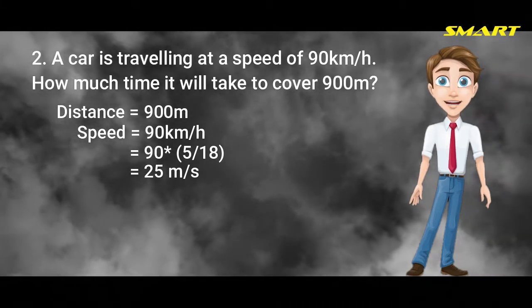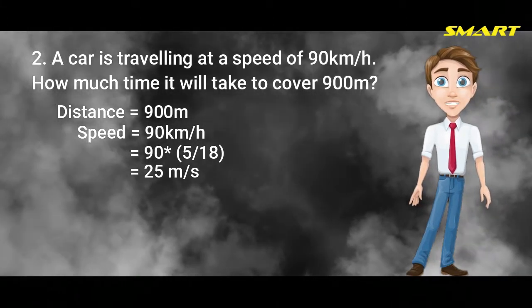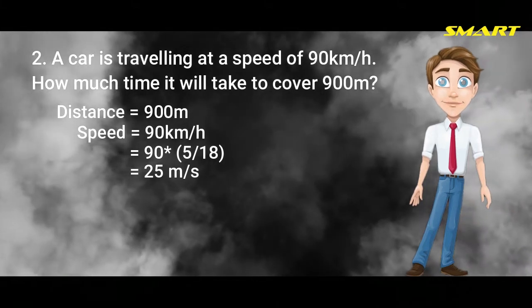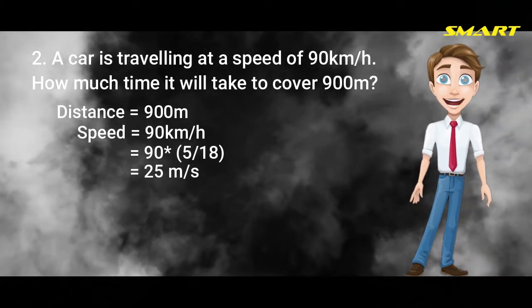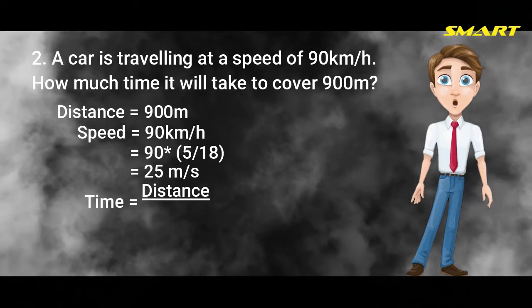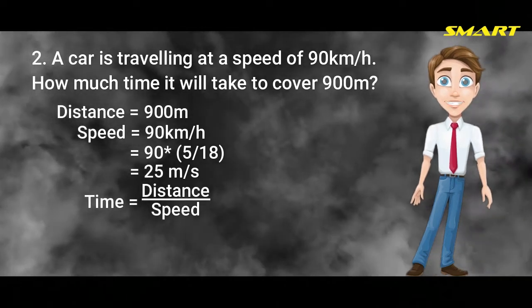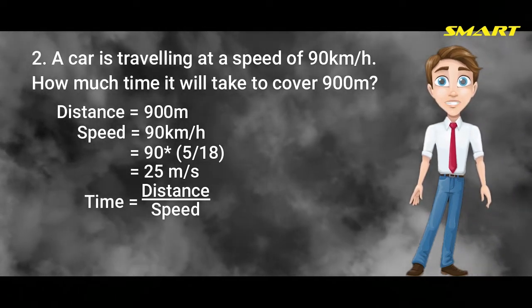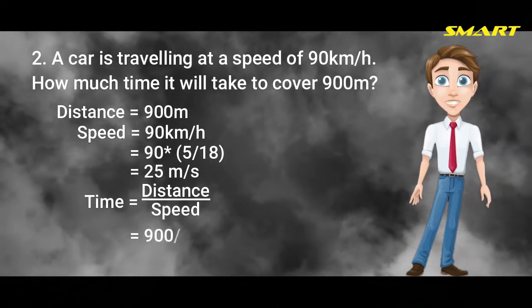Now we have distance and speed, and from the question we have to find the time. And we know the equation for finding time, and that is distance divided by speed. Just substituting the values in the equation, simply it is 900 divided by 25.